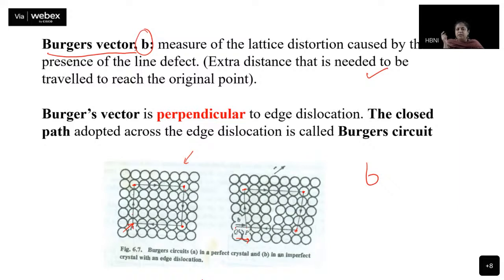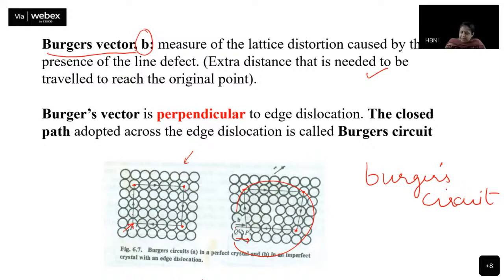Now, the circuit that we cover to reach the starting point, that is called Burgers circuit. Okay, and now we have talked about the magnitude. It's a vector, so we also have to talk about the direction.